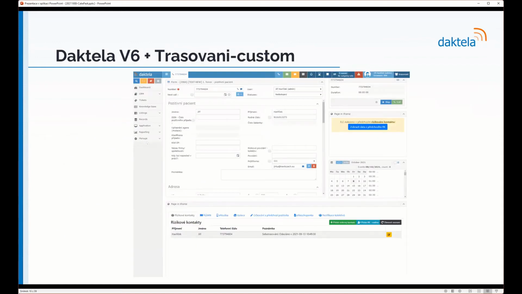So this is the screen that the agent sees when calling the infected or risk patient. The important thing is that down in the bottom, you can actually see the application that is built upon CakePHP, which contains these widgets. So this is the Daktela, this is just the standard package of the application. This frame in the bottom is the custom-made application for handling the COVID-19 contact tracing.